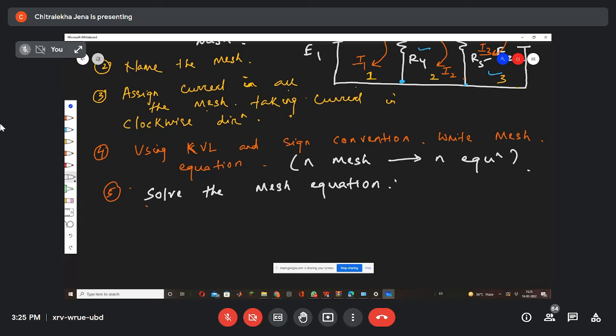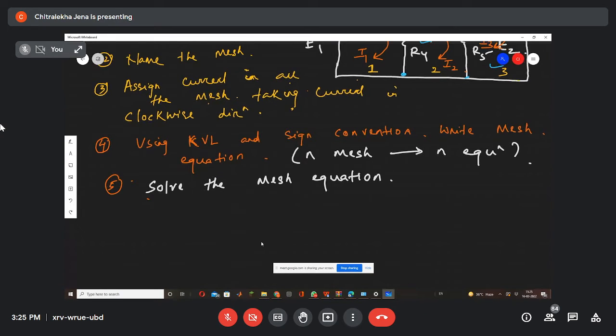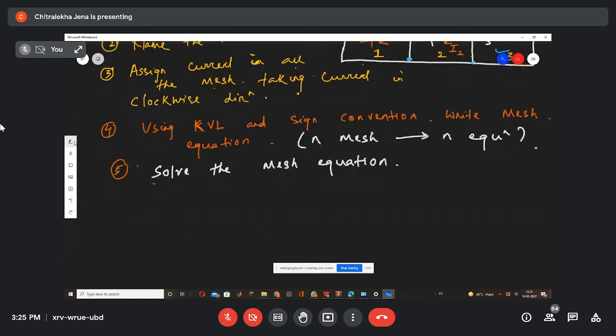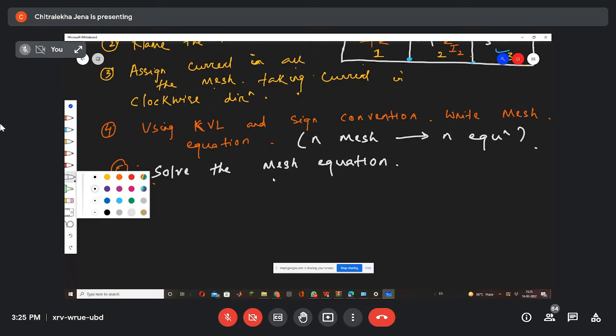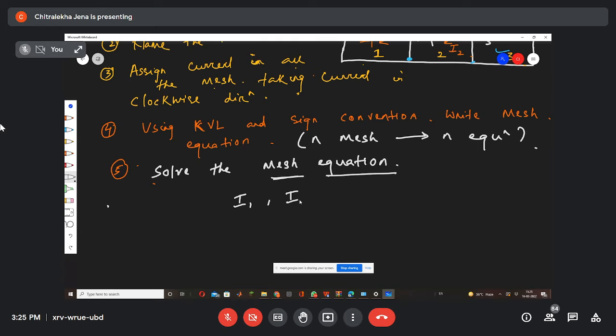Don't use the elimination method or substitution method. Ultimately, you may do something wrong somewhere, get a wrong answer, and that will be a waste of time. Solving equations will not give you any marks. After solving the mesh equations, you will get the value of the variables you have taken, the mesh currents I1, I2, I3. So the last step is solve the mesh equations to get the mesh currents.